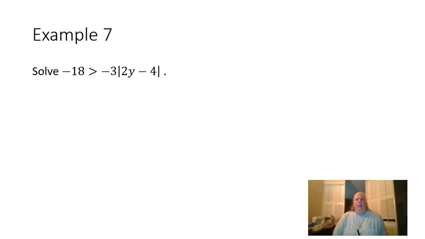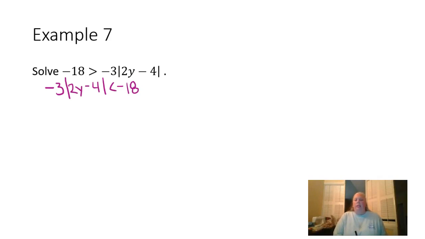Example 7. Solve the inequality negative 18 is greater than negative 3 times the absolute value of 2y minus 4. I think the first thing I would like to do to this problem is turn it around so that the variable is actually over here on the left-hand side. So I'm going to change this into negative 3 times the absolute value of 2y minus 4 is less than negative 18.